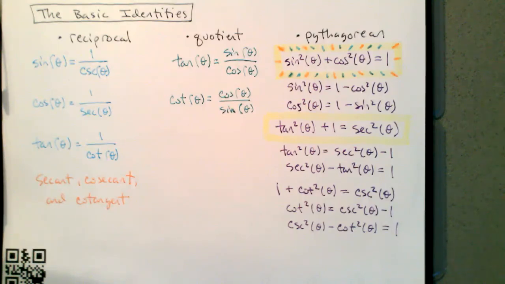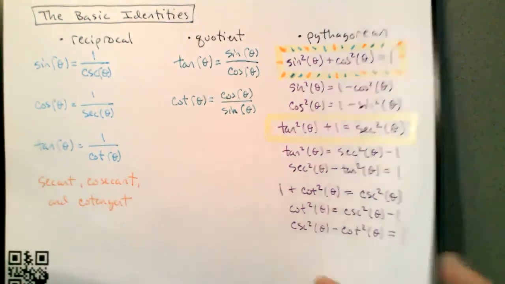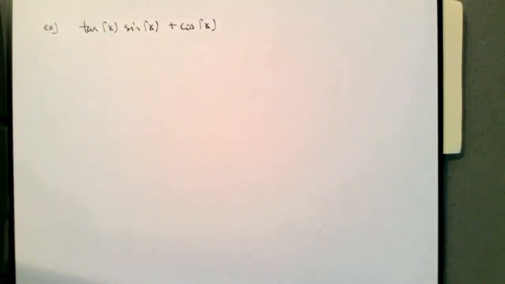So one of the activities that we might be called upon to do is to simplify an expression or verify a trigonometric identity. So let's suppose that we have an expression. I'm just going to steal this one because it's pretty cool. Let's suppose we have an expression that works out to tangent x times sine of x plus cosine x. So whatever we were doing, we came up with this expression.